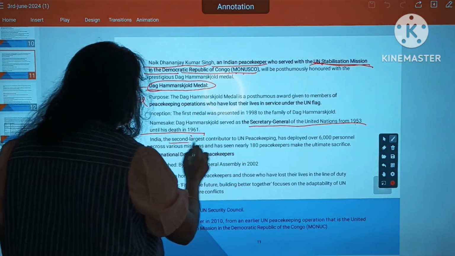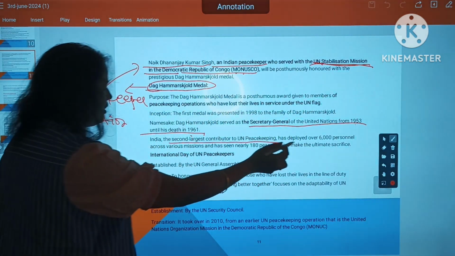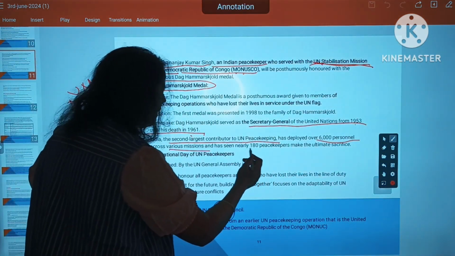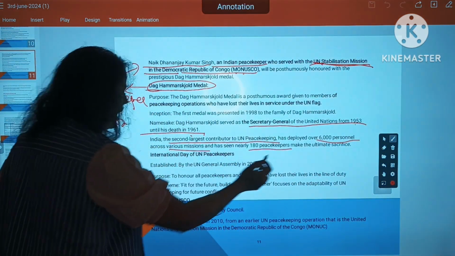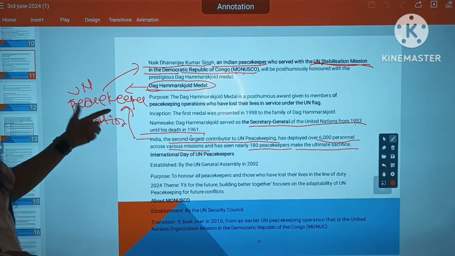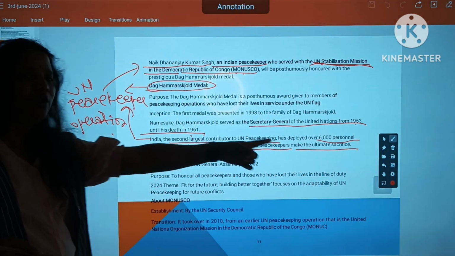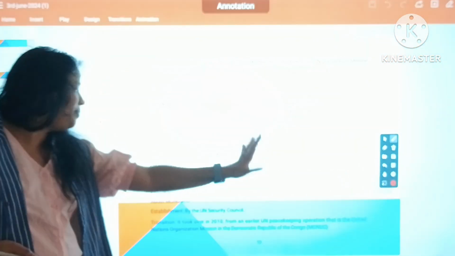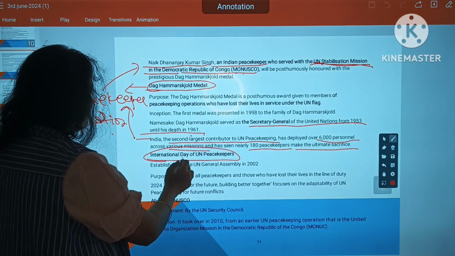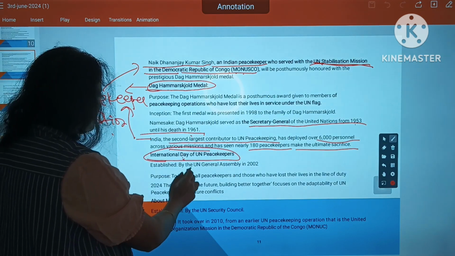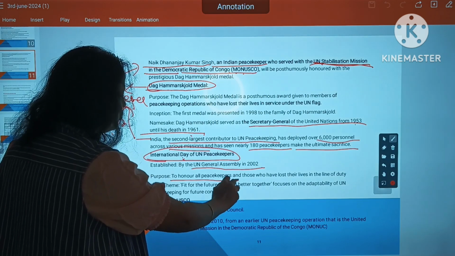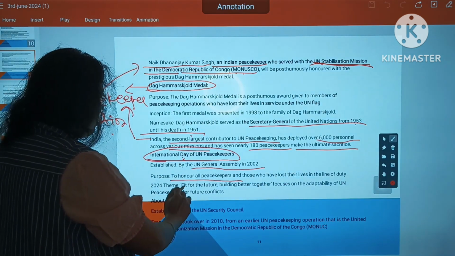India is the second largest contributor to UN peacekeeping, having deployed 6,000 personnel across various missions, and 180 peacekeepers have made the ultimate sacrifice. It means India is contributing very much to UN peacekeeping operations with 6,000 personnel. The International Day of UN Peacekeepers is established by the UN General Assembly in 2002 to honor all the peacekeepers who lost their lives in the line of duty.